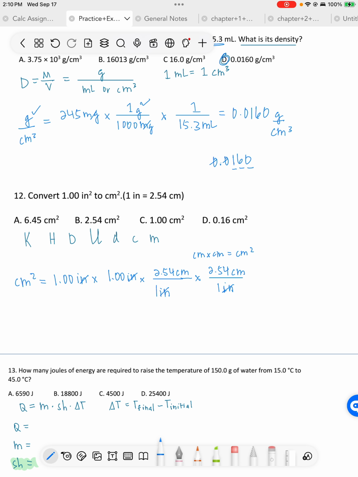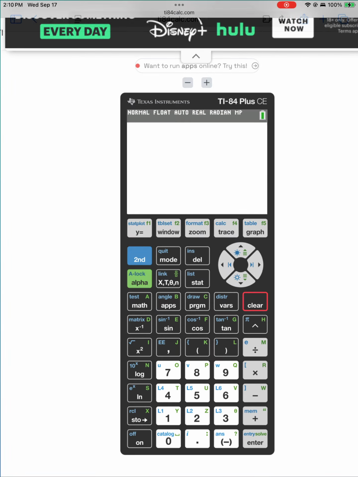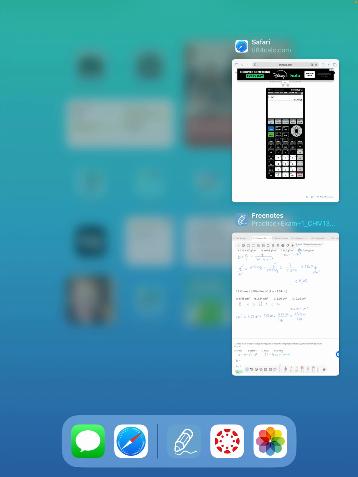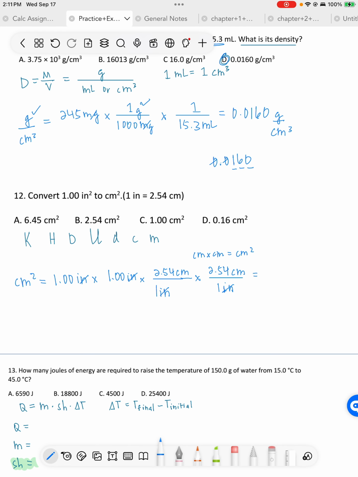So we'll go over to our calculator, and we will do 2.54. We can just square it. We get 6.4516.